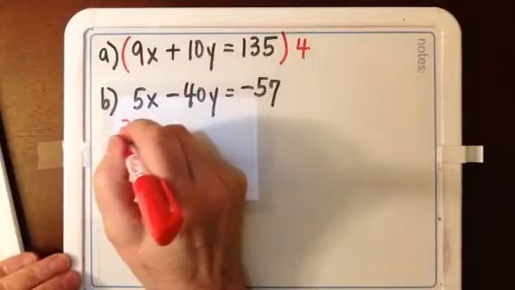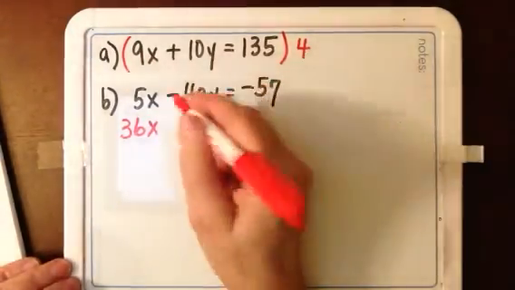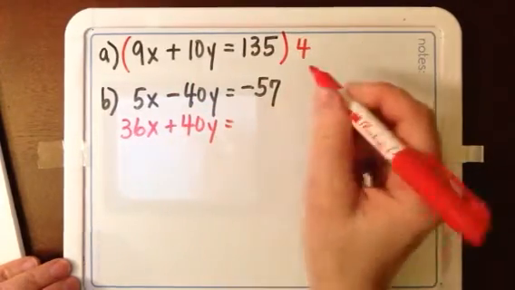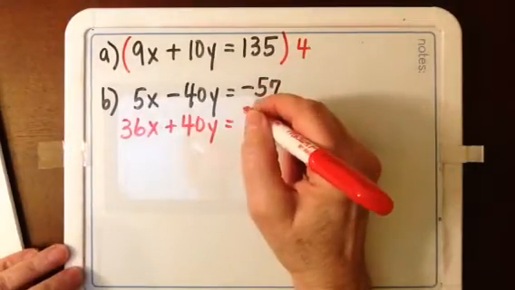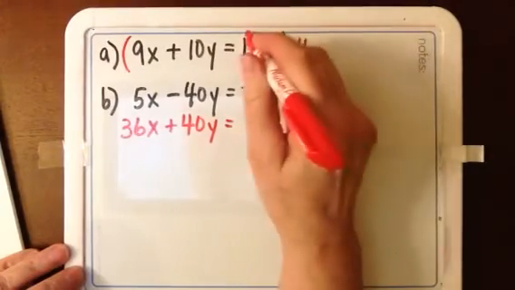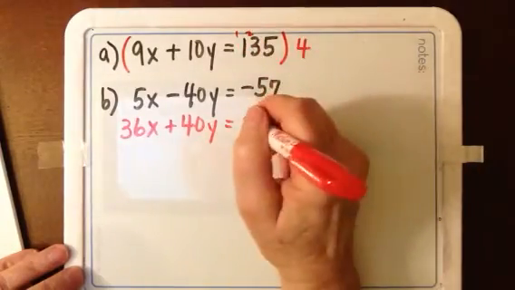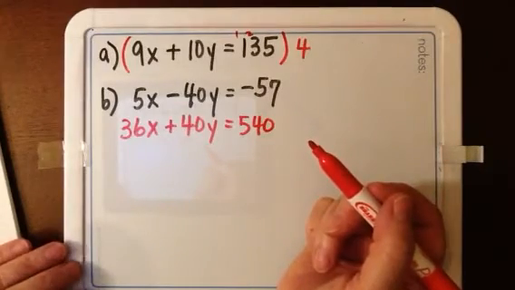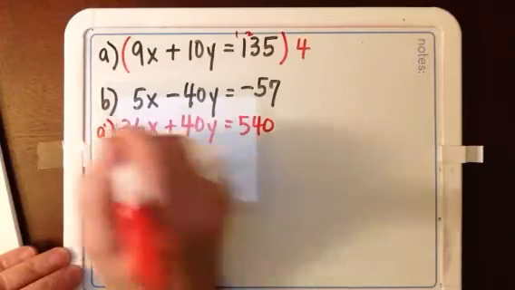4 9s are 36, so we're going to end up with 36x. 4 10s are 40, we're going to end up with 40y. And 4 times 135 is 505, I think. 4 5s are 20, 4 3s are 12, and 2 is 14. 4 1s are 4 and 1 is 5. It's 540. So we have a new A, call it A prime.